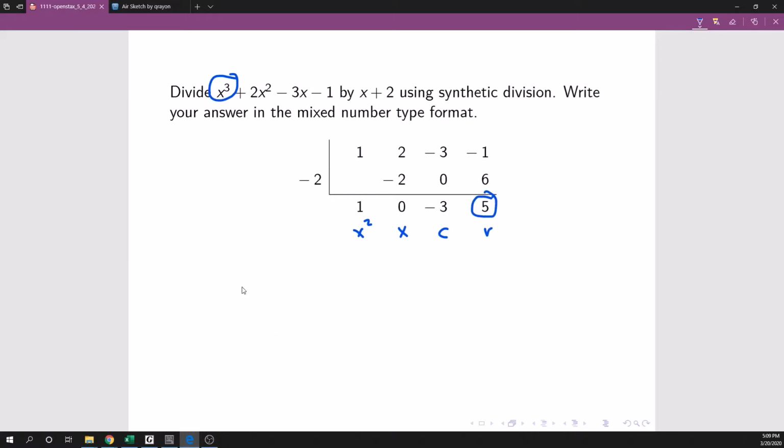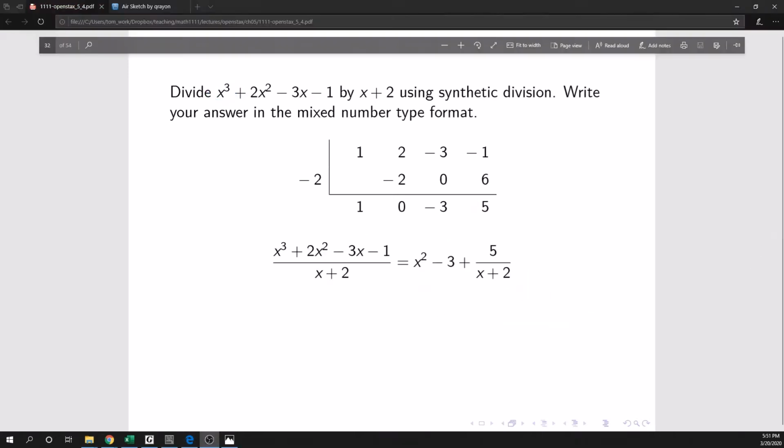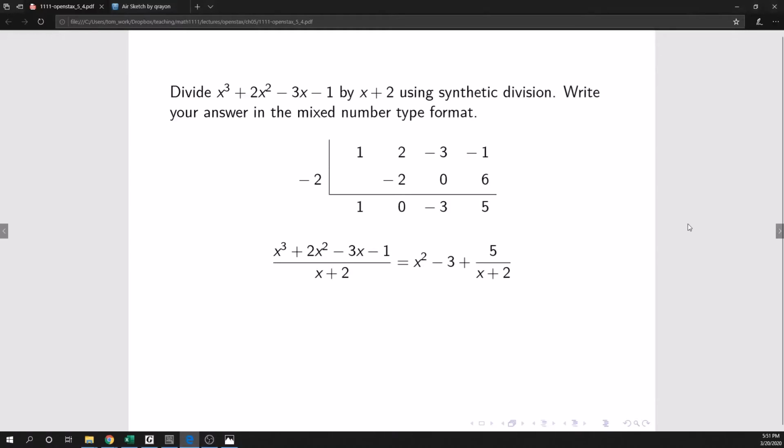So our answer is going to be x squared plus 0x, which is really no need to write, but I'm going to write it right now anyway, minus 3, plus 5 over x plus 2, what we were dividing by. Okay, so this is the answer here.